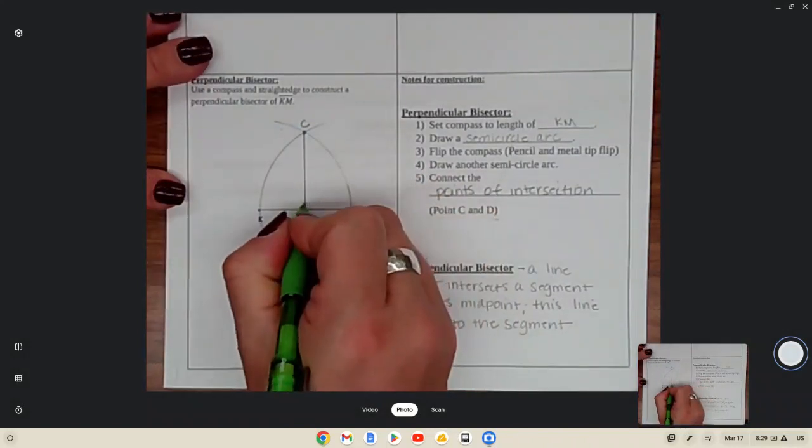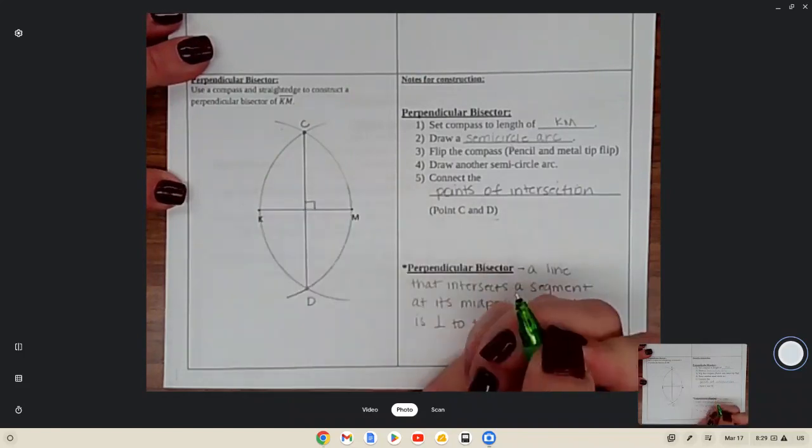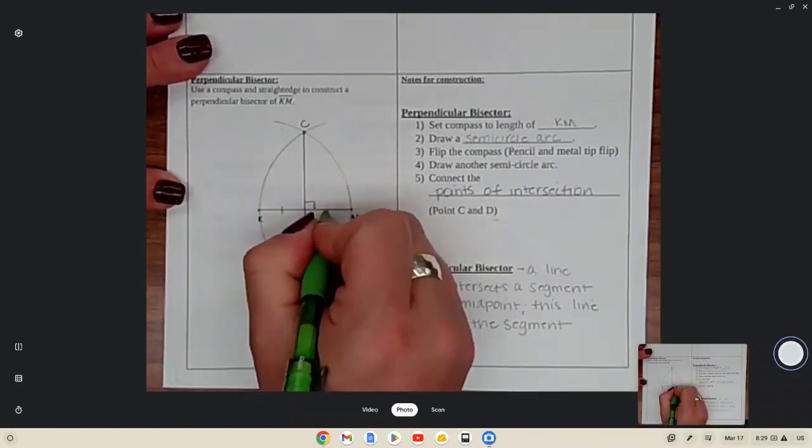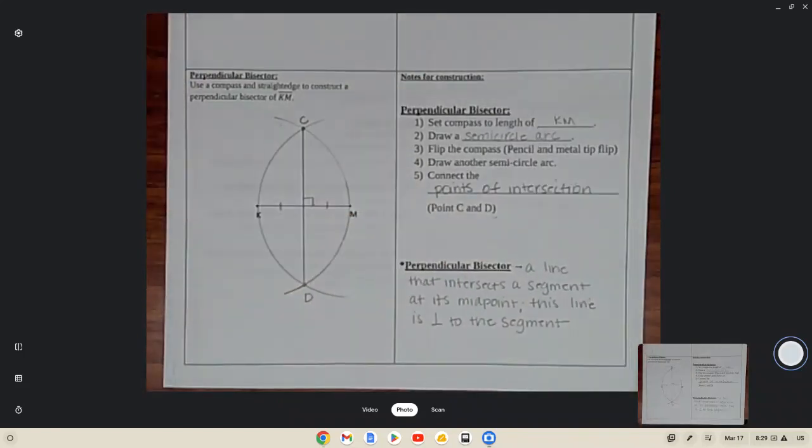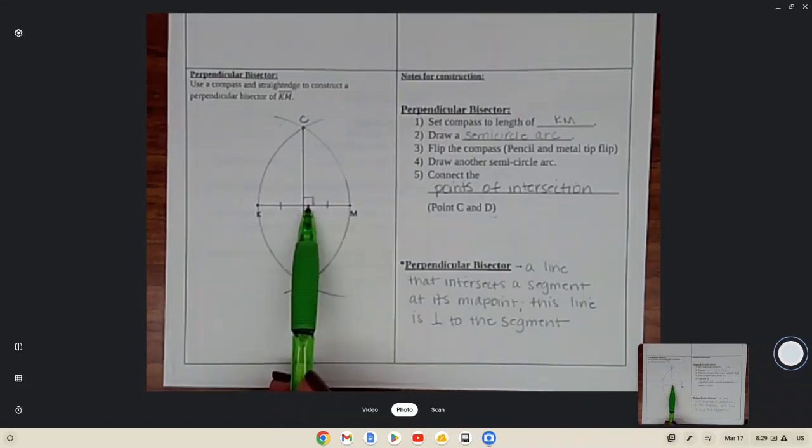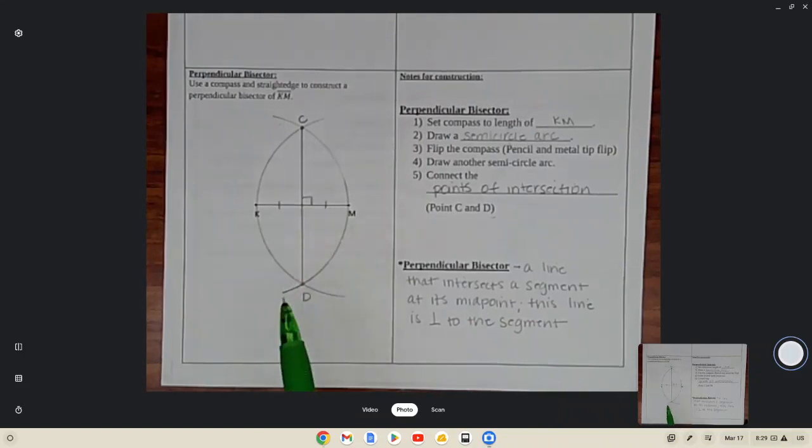Okay, so what we just did was perpendicular. So we have a 90-degree angle here, and it's a bisector, so that means it cuts that exactly in half. Okay, so you can see the perpendicular for the 90-degree angle there, and then it cuts it exactly in half.